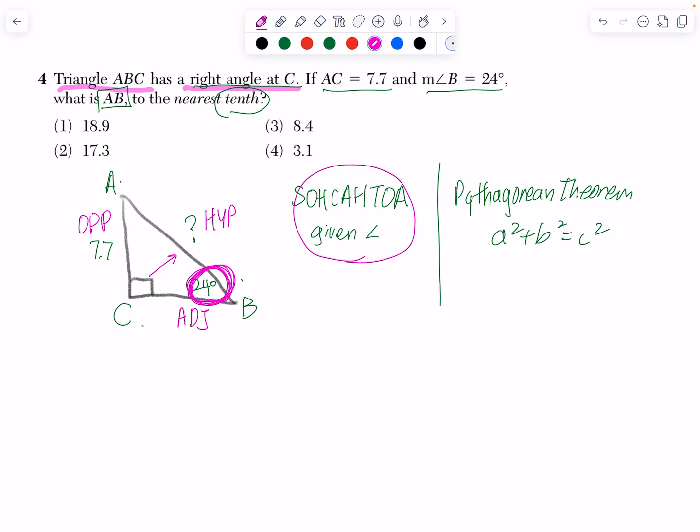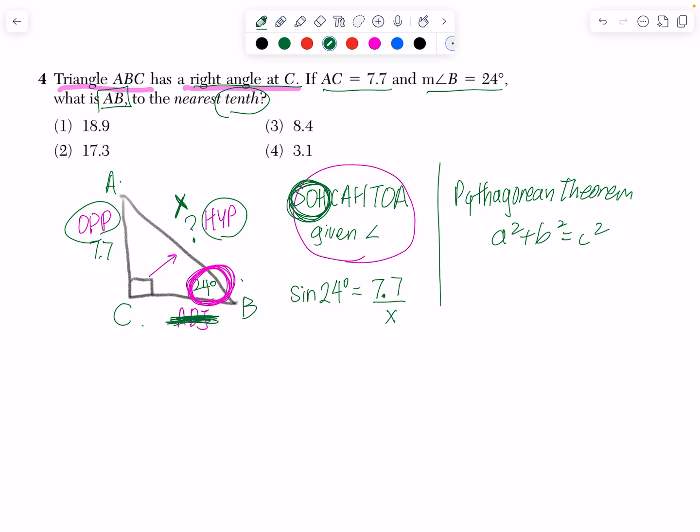So what don't we have any information on? We don't have any information on adjacent. We want to solve for AB, so I'll call this X. And so what part of SOHCAHTOA am I going to use? I need to look for anything with O and H, or H and O, stuck together. And so that would be SO for sine. So sine 24 degrees is opposite over hypotenuse.